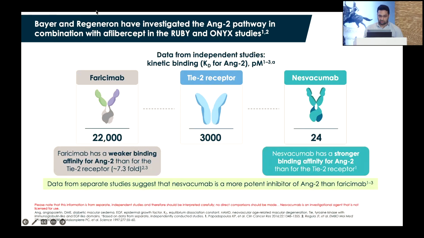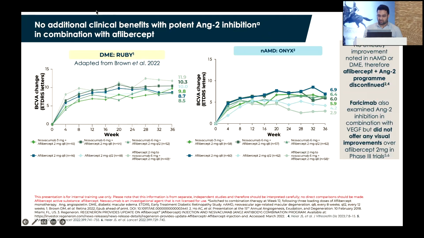Bayer and Regeneron have themselves done their trials on an Ang2 antagonist, which is nesvacumab. Now, the affinity of nesvacumab, for reference, the tyrosine kinase affinity for Ang2 is 3000, and nesvacumab has a stronger affinity than faricimab, but yet they did not see any additional benefit as compared to aflibercept monotherapy when they used them in the Ruby and Onyx trials, and hence they were discontinued.